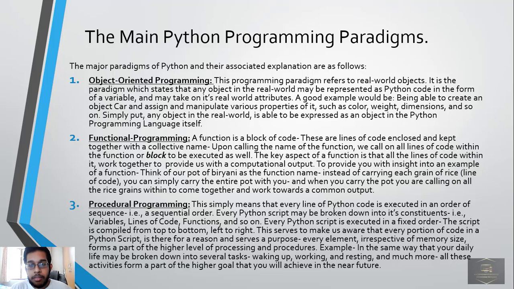This simply means that every line of Python code is executed in an order of sequence, that is, a sequential order. Every Python script may be broken down into its constituents, that is, variables, lines of code, functions, and so on. Every Python script is executed in a fixed order. The script is compiled from top to bottom, left to right. This serves to make us aware that every portion of code in a Python script is there for a reason and serves a purpose.